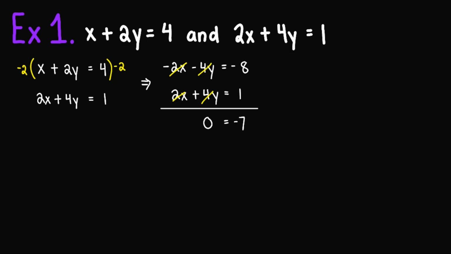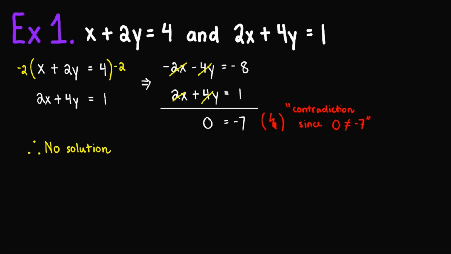And what does this mean? Well, we know that this equation isn't true since 0 is not equal to -7. So we have a contradiction. This means that whatever values of x and y we choose, these two equations would never have a solution or would never intersect. Therefore, the answer for this is no solution.